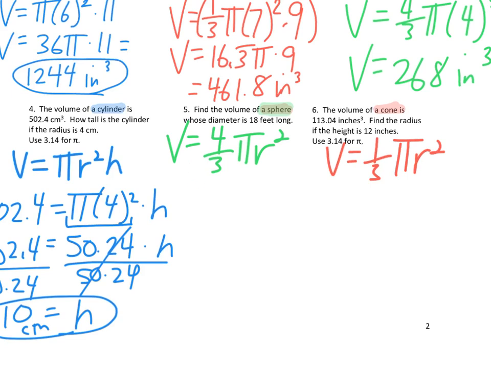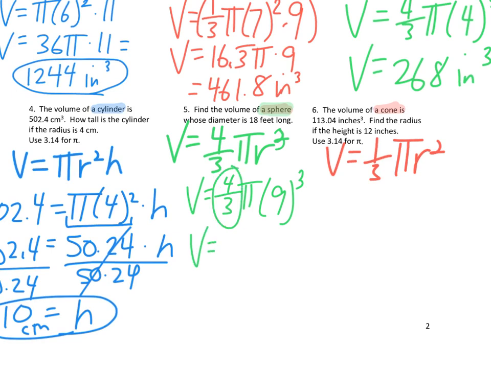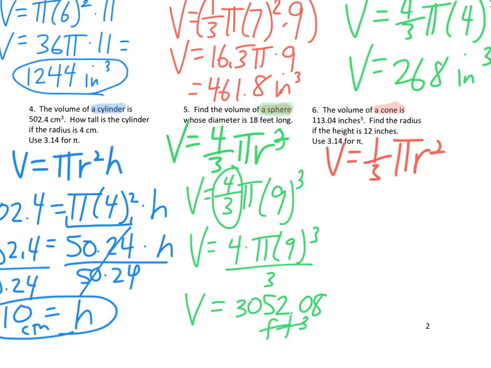So when you plug in the formula here, volume equals 4/3 pi r cubed, and the radius is not 18, the radius is 9, right? So that's what you're going to plug in your calculator. Because you have a fraction here, you could plug in 4 times pi times 9 cubed and divide by 3. That would be a good way of plugging it into your calculator, and you should get 3,052.08 cubic feet for the volume there.